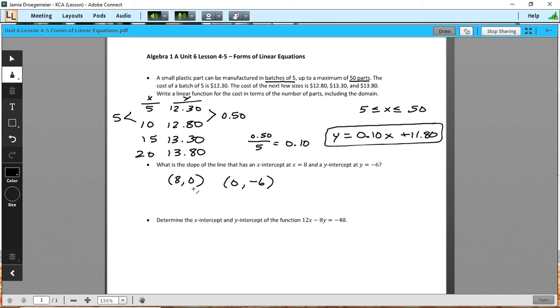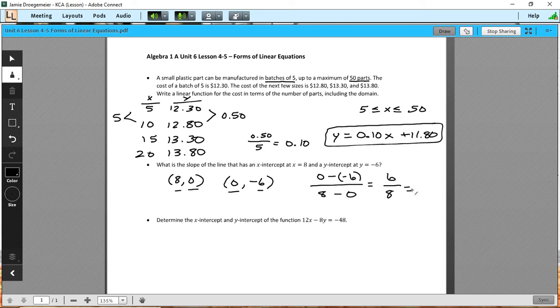When we're finding slope, remember we are taking the difference between your y values. So 0 minus negative 6, and we're dividing that by the difference between the x values. So our first x value was 8, our second x value is 0. And now we're going to simplify. So 0 minus negative 6, well, remember subtracting a negative is the same as adding a positive. So 0 minus negative 6 would be the same as 0 plus 6, which is just positive 6. 8 minus 0 is positive 8.